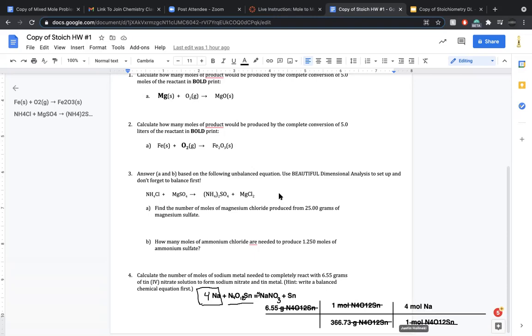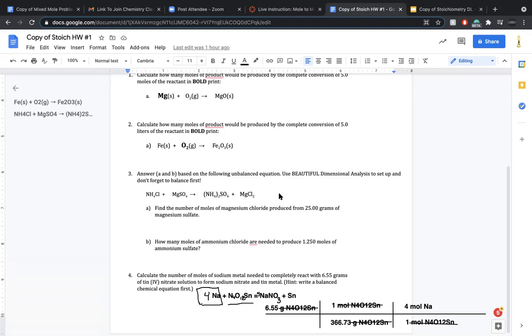So let's just do the math real quick. We're going to do 6.55 divided by 366.73, and then we're going to multiply that number by 4. I'll write it first, and then I'll adjust it to the right number of sig figs. So we get 0.071442205. That's probably enough. This is moles of sodium metal.